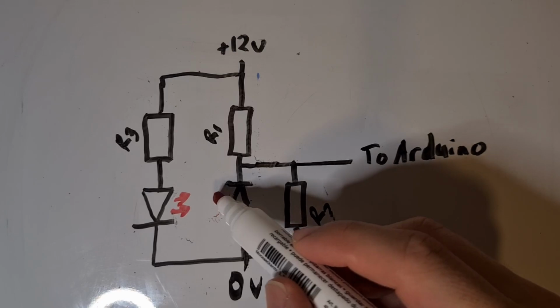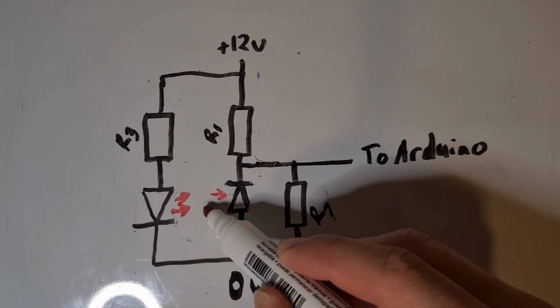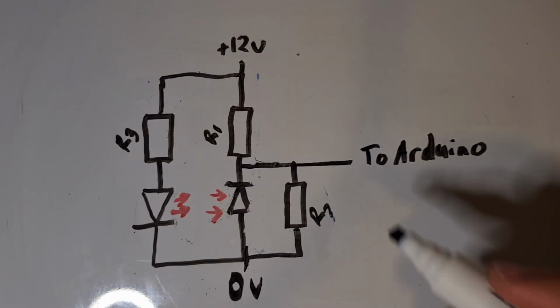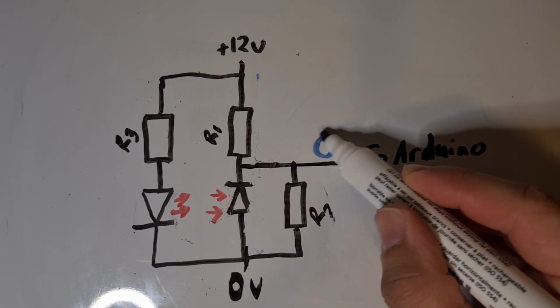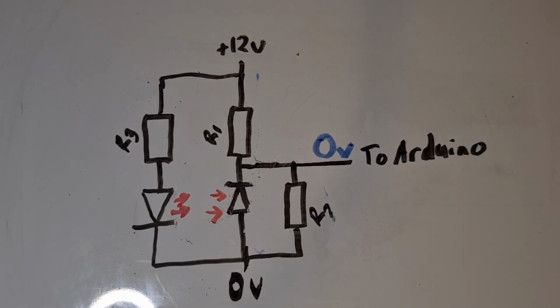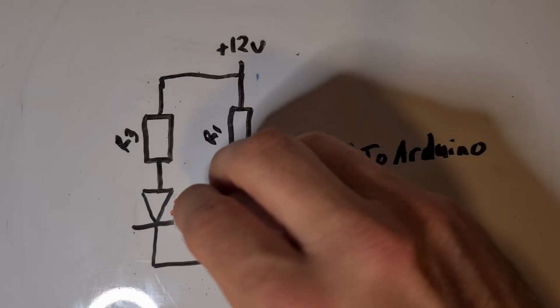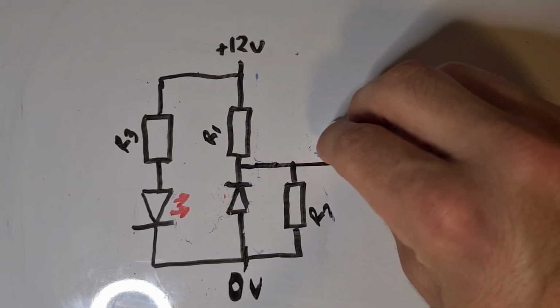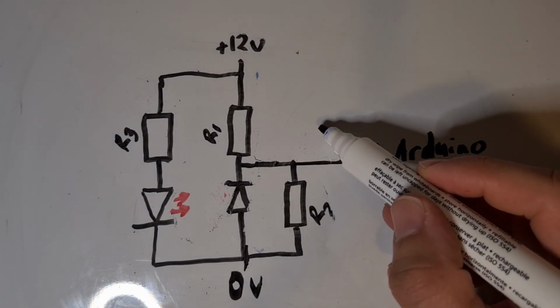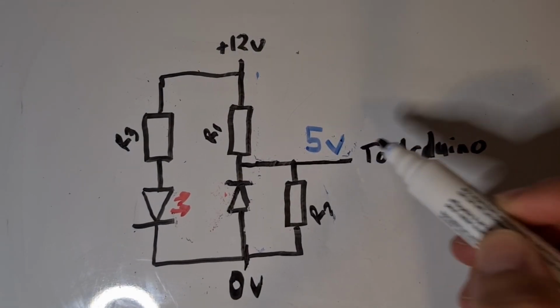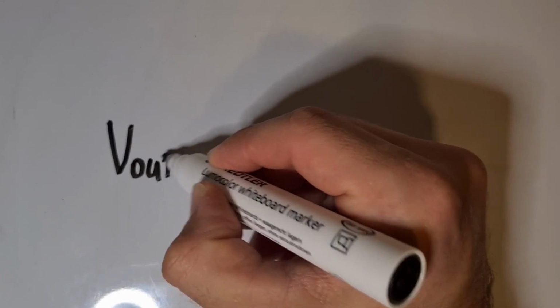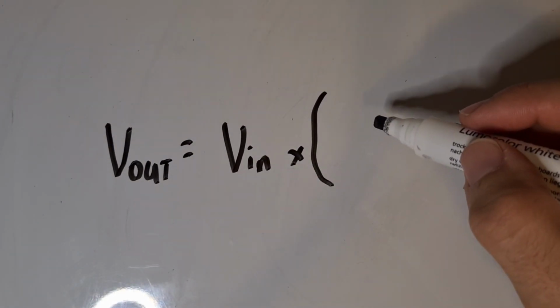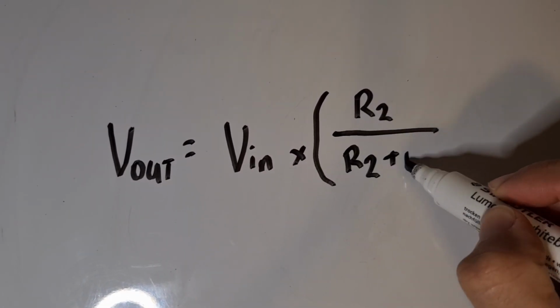When the beam is intact, the phototransistor is conducting and is pulling the voltage divider to ground, so the microcontroller is reading digital low or 0 volts. But once the beam is broken and the phototransistor stops conducting, we get a 5 volt digital high signal from the voltage divider. To calculate the voltage between the resistors, the voltage divider calculation is used.